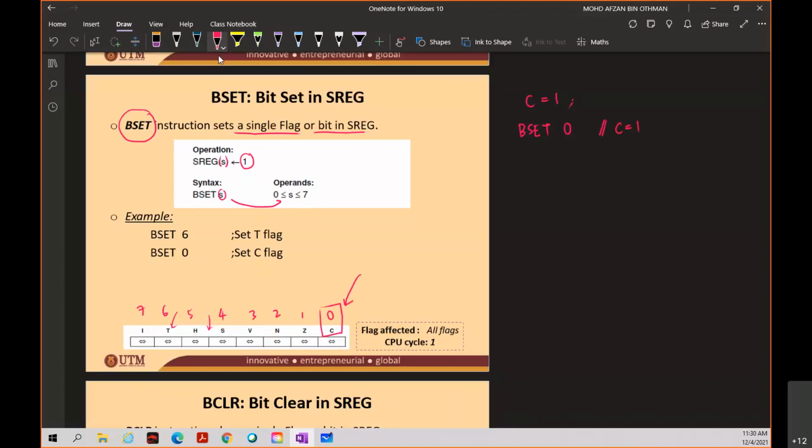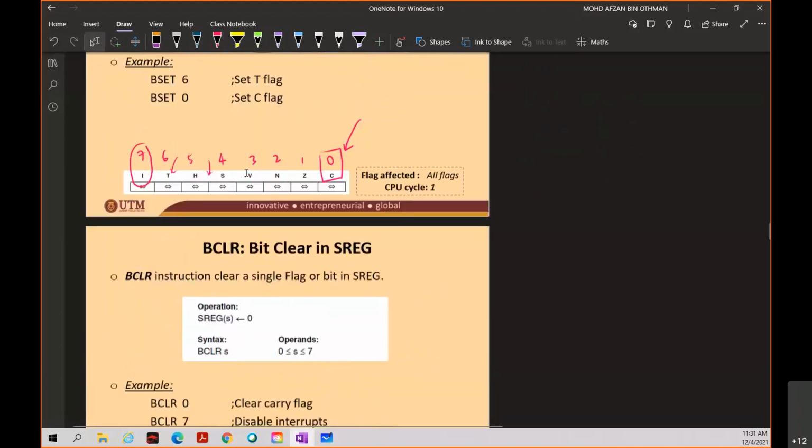For another example, you are going to enable your interrupt flag I, so that it becomes 1. So how to do that? To do that, you can use the bit set instruction, BSET, and what number are you going to put here? For I, it is bit 7. The location of I inside the status register is at bit 7. So you just simply put BSET 7. So what happened? I equals 1. This is for the bit set.